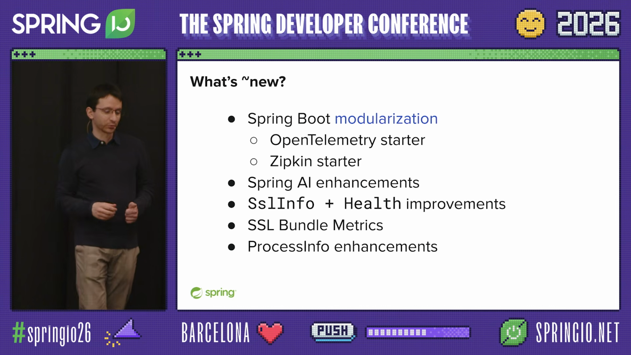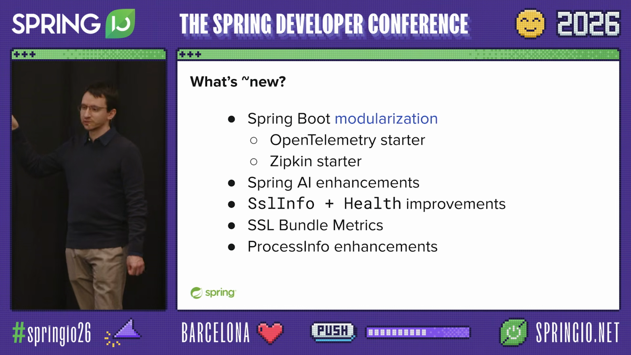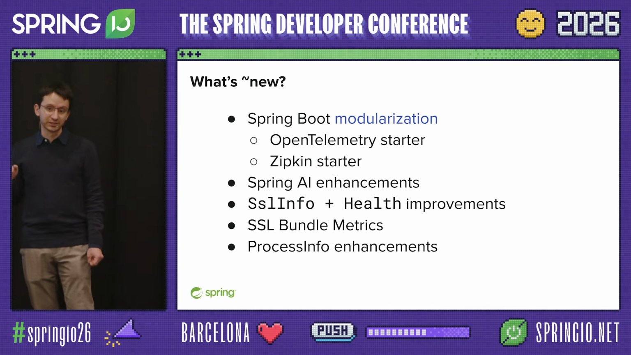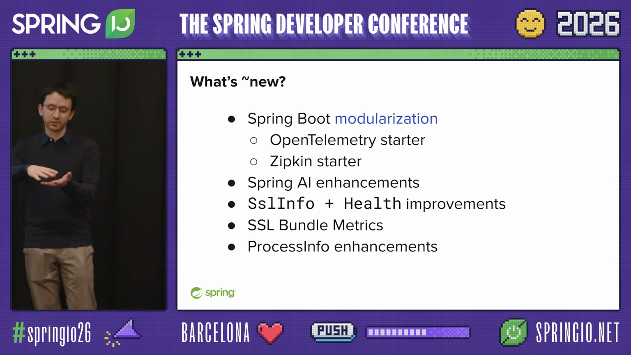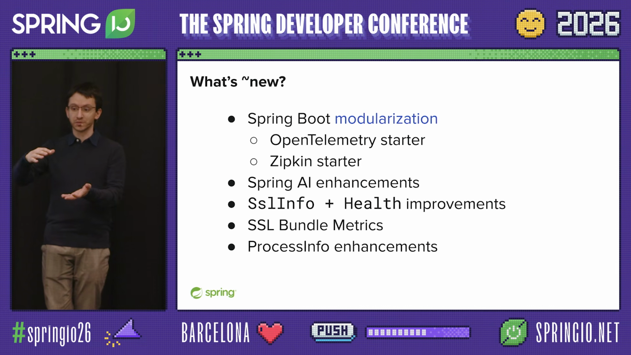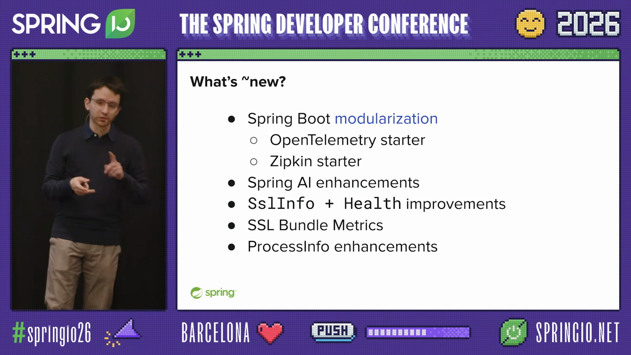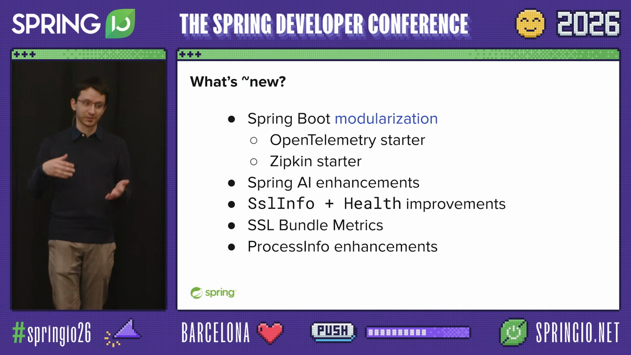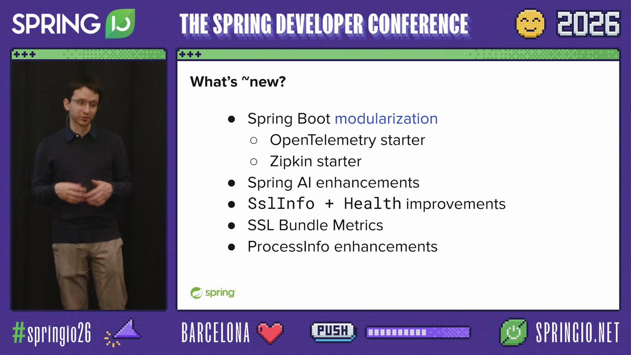Also, there are improvements for SSL info and health check for SSL. I'm not sure if you're familiar with that concept, but if you are using the info endpoint and also using TLS, you need to enable this feature, and it will tell you what TLS certificates your application is using, whether that's a server certificate or a client certificate. It will tell you the issuer, the subject, also the validity dates, so you will see when something will expire.